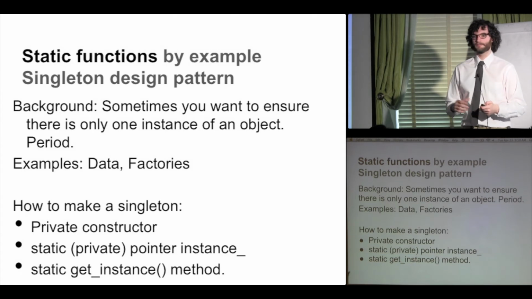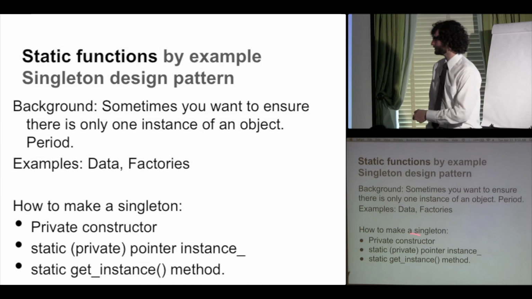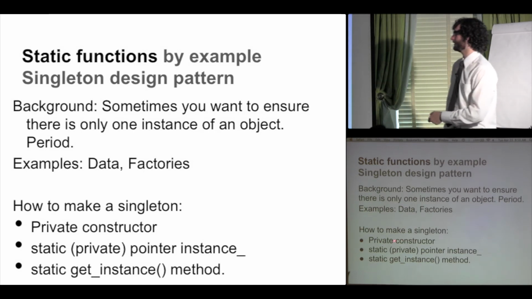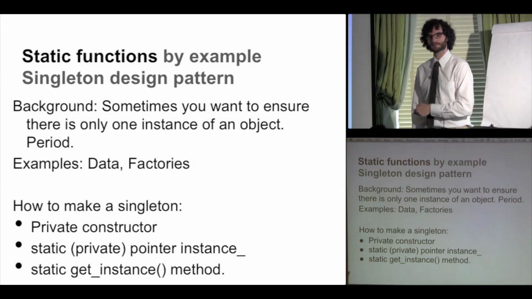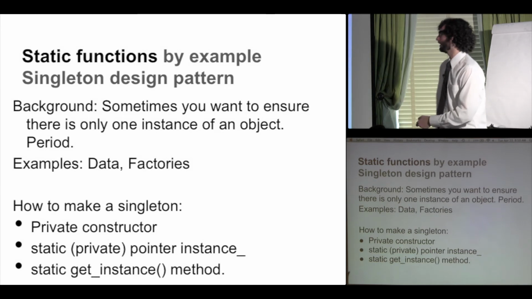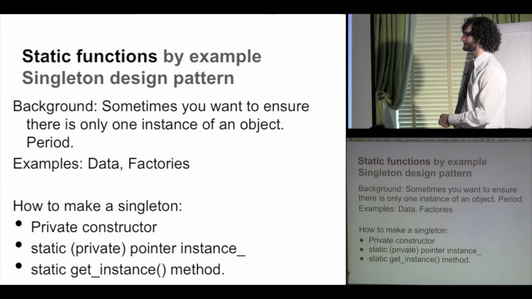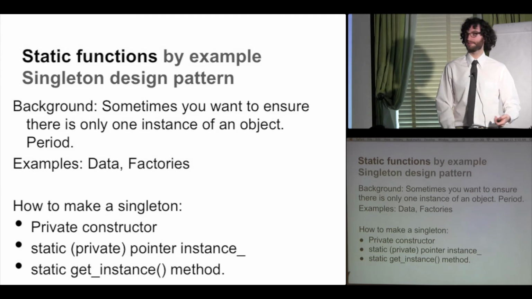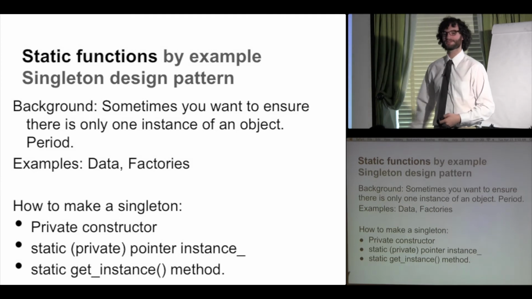So these things are actually pretty straightforward to make. They have a private constructor, so that means you can't call it. And they have a static private pointer instance as part of the class. So I'll show you what that looks like and what that means. We'll go through some examples. And then they have a static getInstance method. Okay. So that's basically the 3 requirements to make something a singleton.